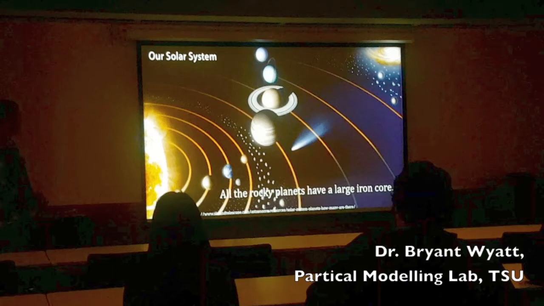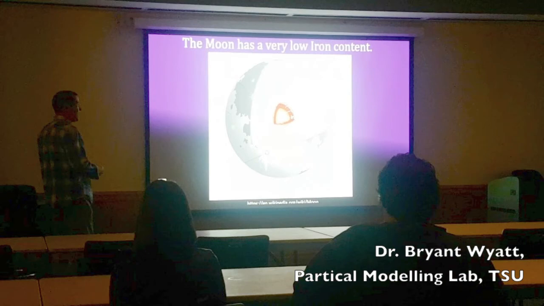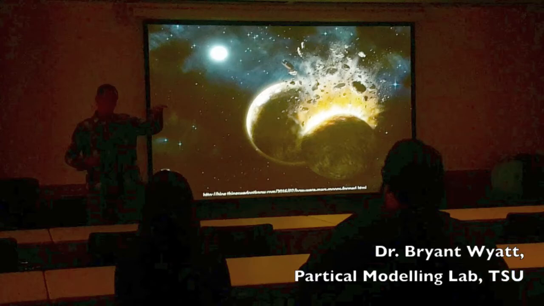All these guys, these are the rocky planets, all have a really big iron core. The moon has almost no iron in it. It's got really small iron crystals. They don't know how that happened. What they think was that two of these rocky planets slammed together, their iron cores stuck, and then it slung off enough dirt, and that dirt later coalesced into the moon.